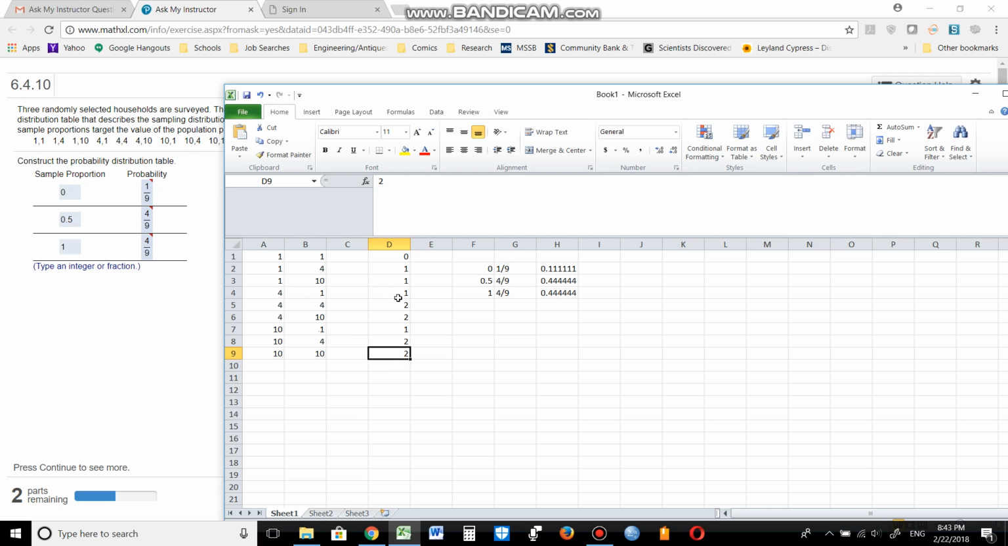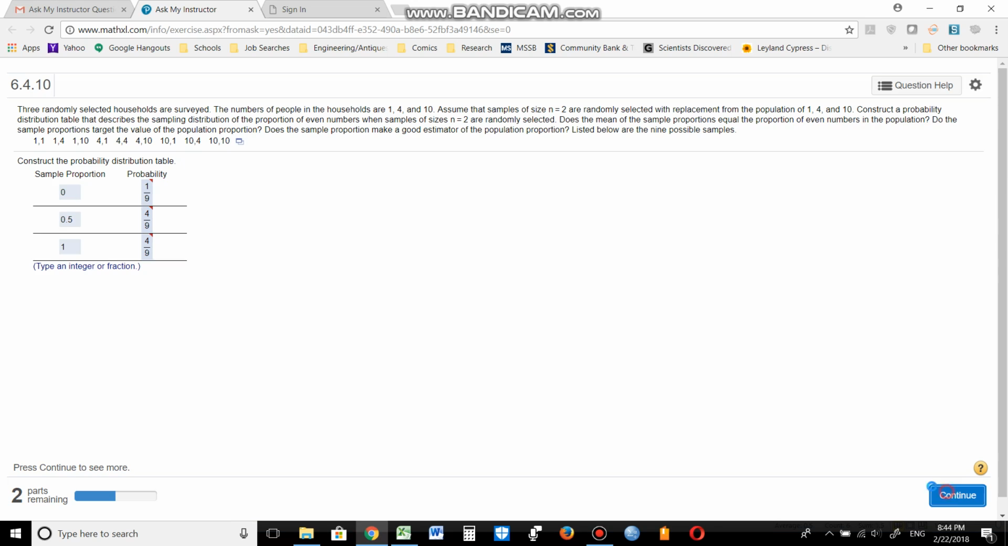In terms of the percentage of even numbers, there can either be 0 out of 2, 1 out of 2, or 2 out of 2. So that gives me 0%, 50%, or 100%. Of these proportions, there's 1 that is 0%, there are 4 that are 50%, and there are 4 that are 100%. In decimal form, these are the results. So this becomes the probability distribution right here.